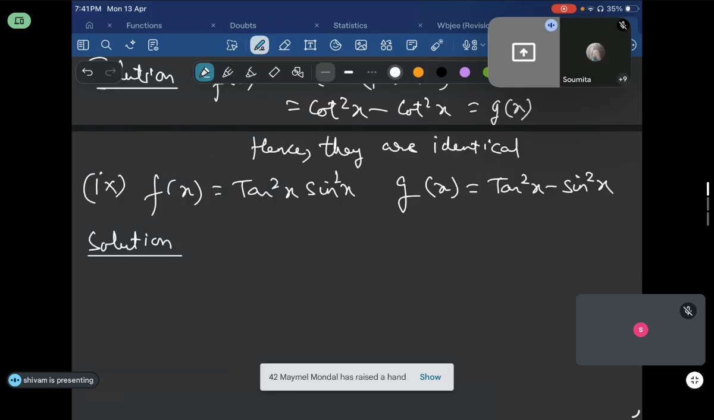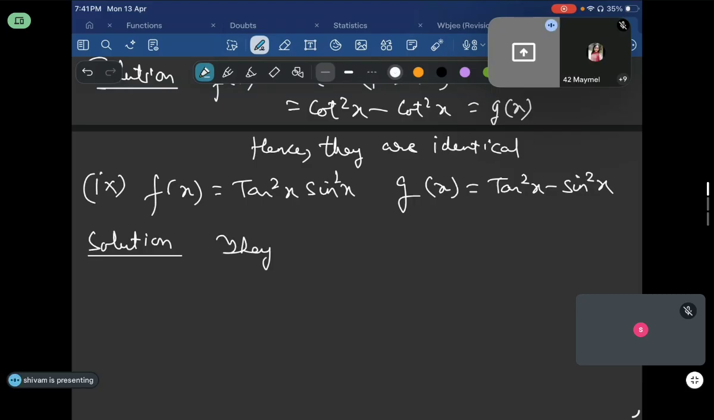Yes, Mimel, tell me. Sir, I think they are identical. Why are they identical? Sir, the domain is same. Domain is same, but are their functional values same? Can you prove that f of x is equal to g of x at every value of x?